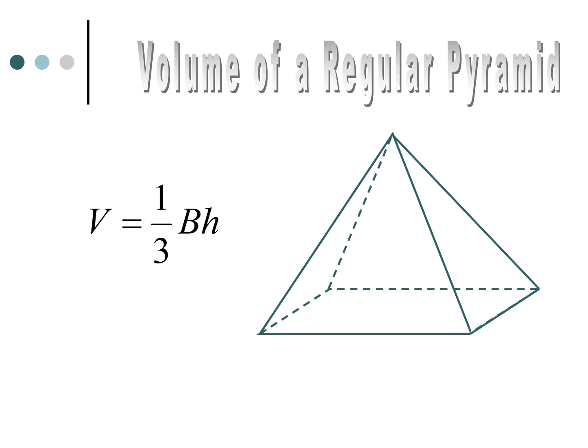The one thing you do need to remember is the height is the length from the tip of the pyramid straight down to the base of the pyramid, making sure that they form a 90-degree angle.